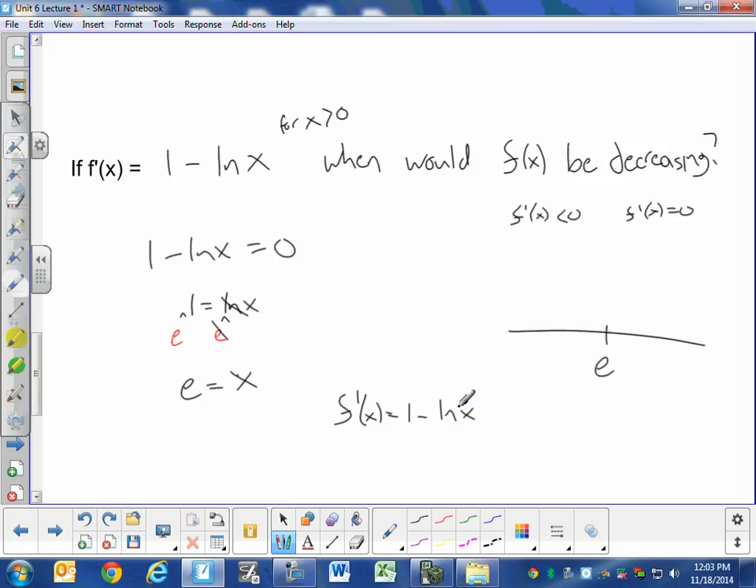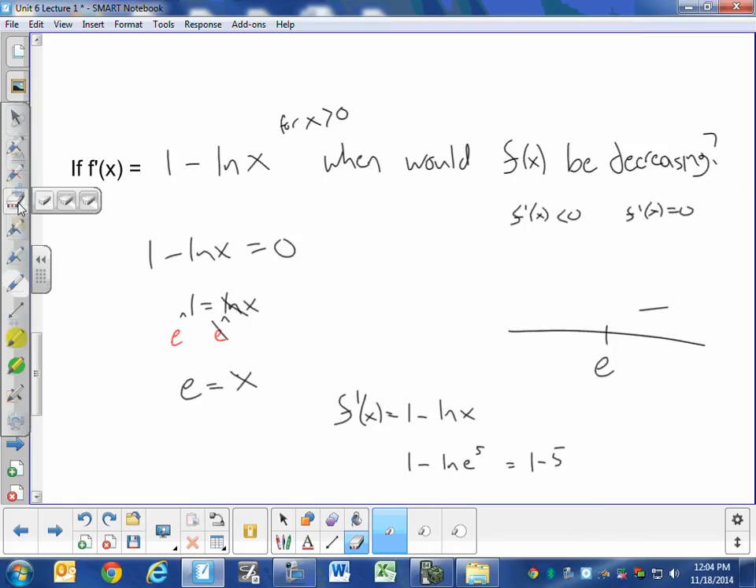Well, if I plug in bigger and bigger values for x, we know that log is increasing. If I think about e to the 5th power, that's a bigger number than e. The log would be 5, and 1 minus 5 would be negative. So the way I did that, I picked a bigger number like e to the 5th. I know that the log of e to the 5th is just 5, so I know that's negative.